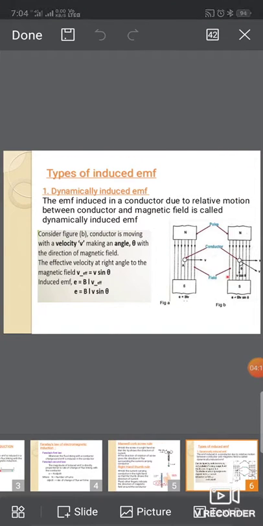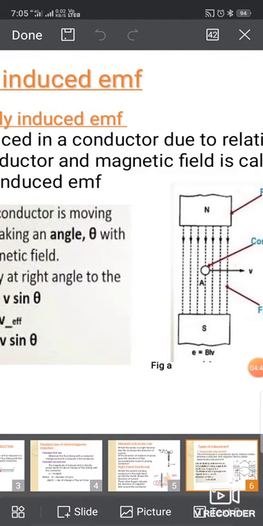Next, types of induced EMF. There are two types of induced EMF: dynamically induced EMF and statically induced EMF. Dynamically induced EMF: the EMF induced in a conductor due to relative motion between conductor and magnetic field is called dynamically induced EMF. In dynamically induced EMF, the conductor is in motion whereas the field is stationary. For getting a dynamically induced EMF, three conditions should be satisfied.